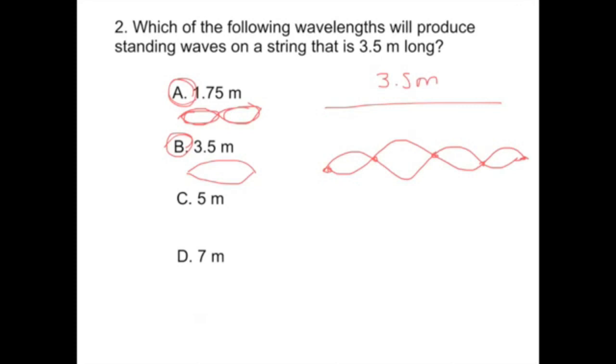5 meters is not evenly divisible into 3.5, so that would not work. And then finally, 7 meters, since 7 is 3.5 times 2, that would also work. So we're left with all of the answers except C.